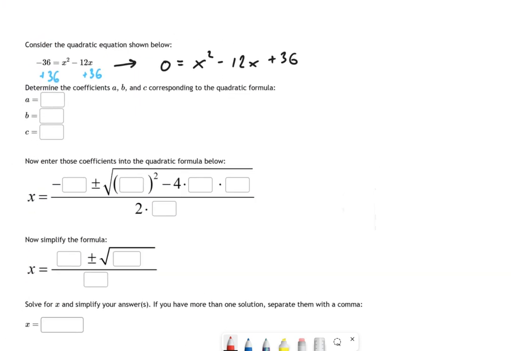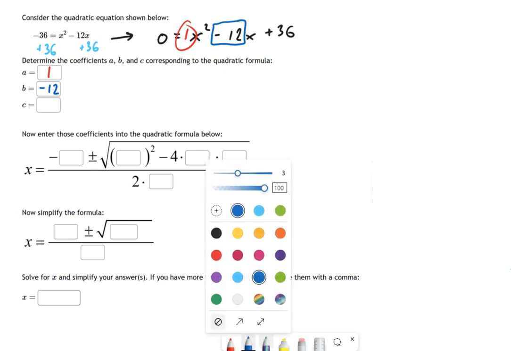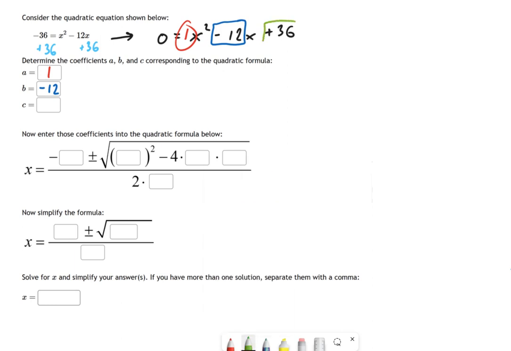Right here, you can see there's a 1 in front of that x squared. So that's going to be my a. My a is equal to 1. Next, I'm looking right here at the number in front of the x. That's b. So negative 12 is b. And lastly, I look at the constants at the end. That is c. So that's going to be 36.